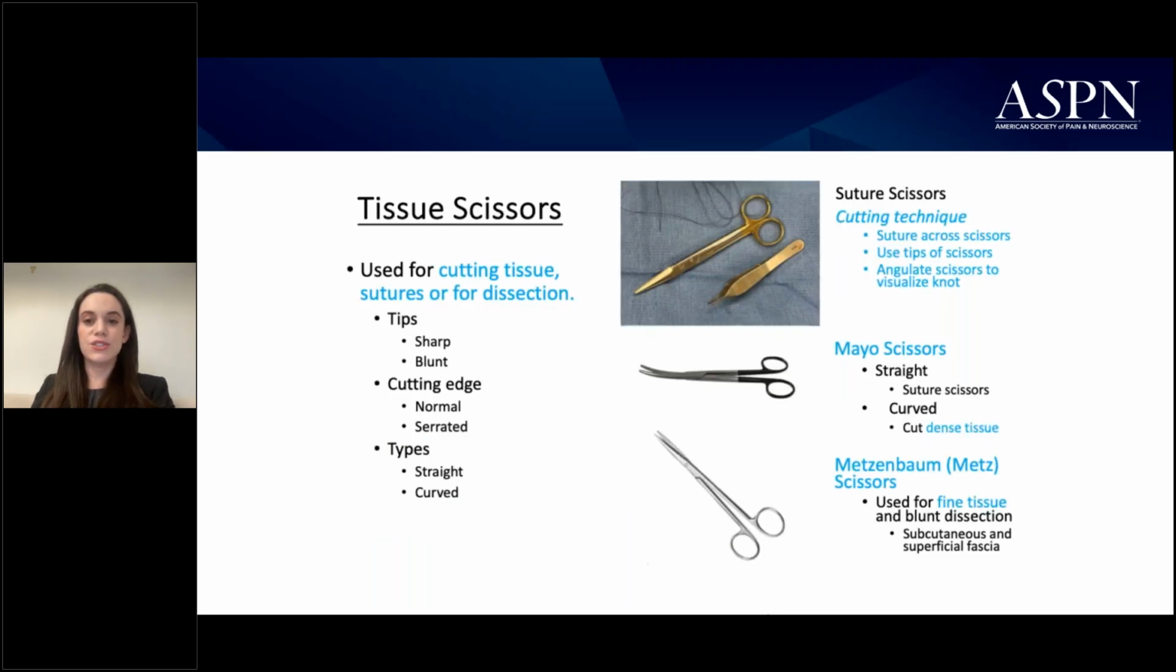Our next surgical instrument is tissue scissors, and these are used for both cutting tissue and cutting sutures as well as dissection. There are two main classes of scissors. We have our Mayo scissors. They come straight, for cutting sutures, and they also come curved, and that's for cutting dense tissue. And then we have the Metz, and this is used to cut fine tissue and to perform blunt dissection. Next slide, please.